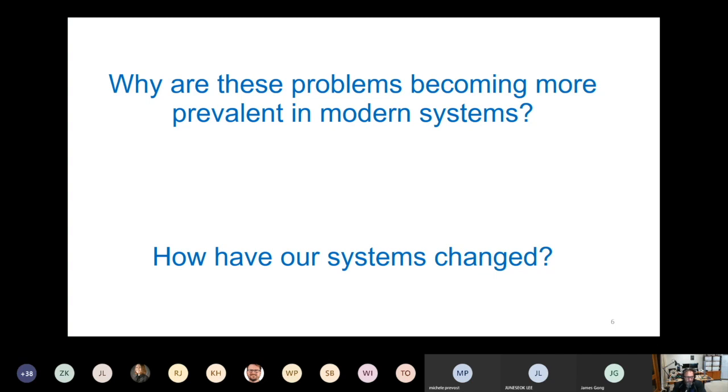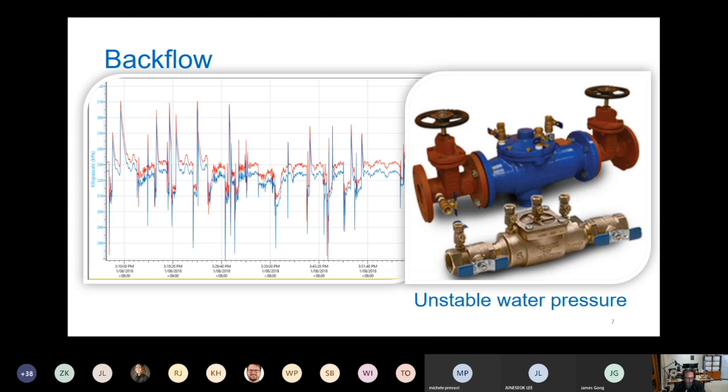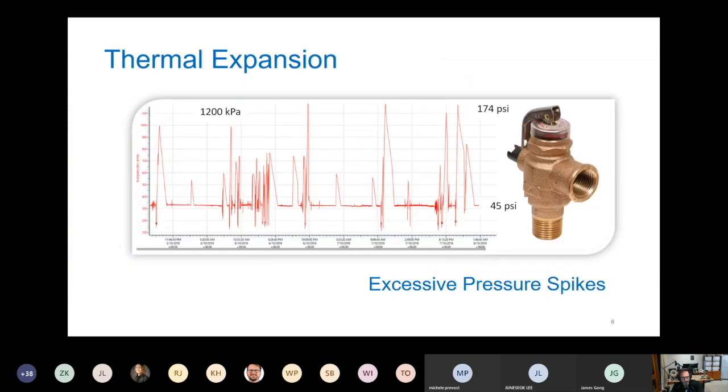So why now? Why have these problems become more prevalent in modern systems, and how have our systems changed? Here's a quick overview of the components that we now use and how they've changed the pressure dynamics. I'm going to start with the backflow valve. Backflow valves do a wonderful job of protecting our systems from contamination from back siphonage. But the dual-loaded spring checks in these valves can subject our systems to multiple pressure spikes and water transients. I often say we fix one problem only to create another.